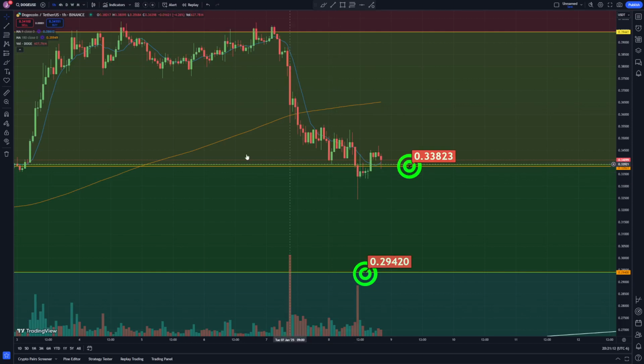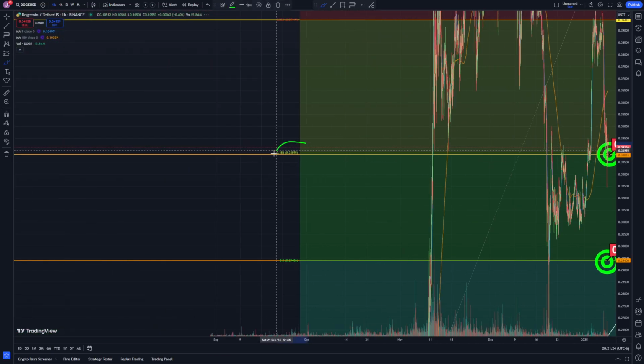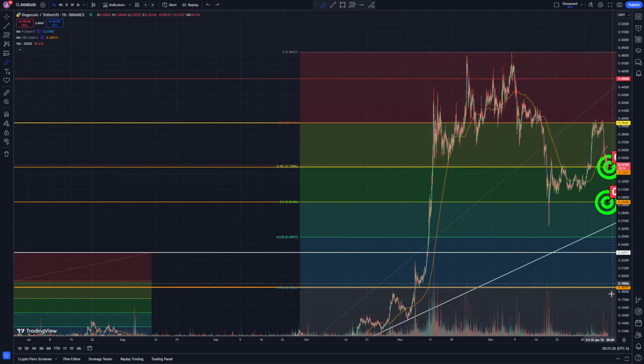Let's take a look at what's going on with Dogecoin. All right, so we came down and filled my limit order today. I was looking at .33823. I had a limit order right there because that is the 38% level of the Fibonacci retracement levels that we've been looking at.